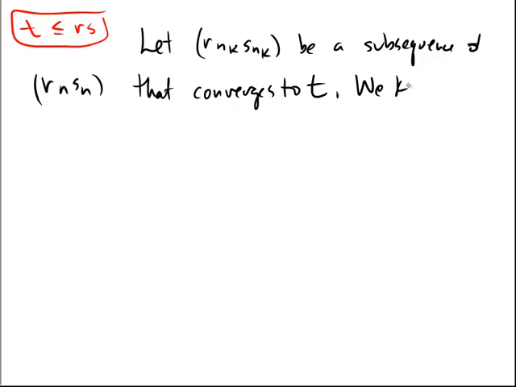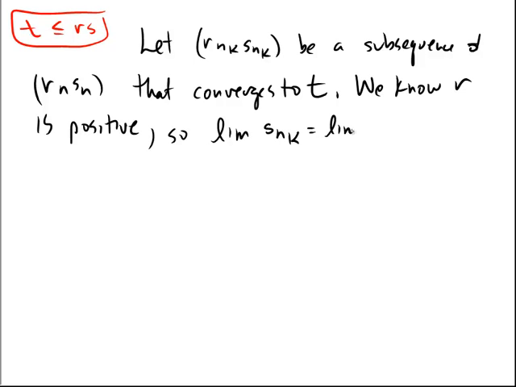Okay, we know r is positive, so in particular it's not 0. So the limit of Snk will be equal to the limit of Rnk Snk over Rnk, and that's just equal to the limit of the top, which remember is T, and the limit of the bottom, which is just r. Okay? And remember that the limit of Snk is actually just S.